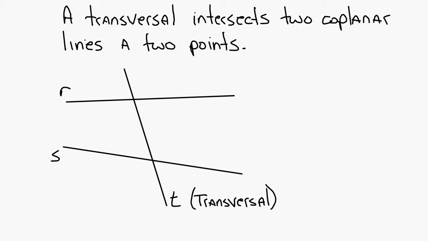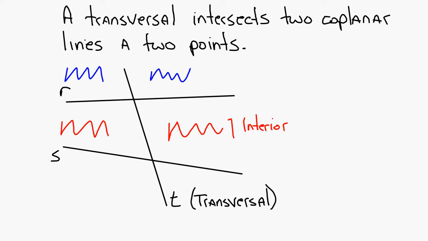This red region would be considered the interior of the 2 lines intersected by a transversal. This blue region on the top and on the bottom, in this case top and bottom, could be left and right, is considered the exterior of the 2 lines.